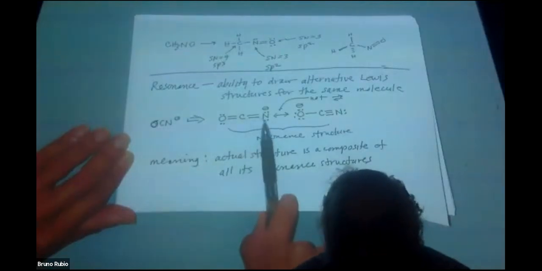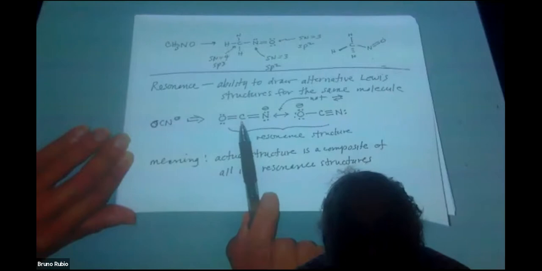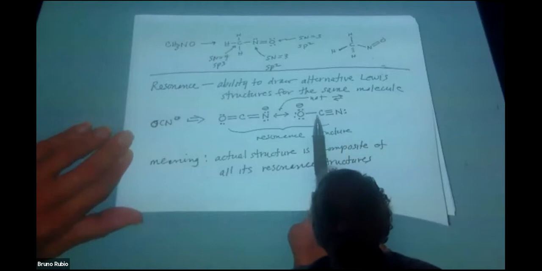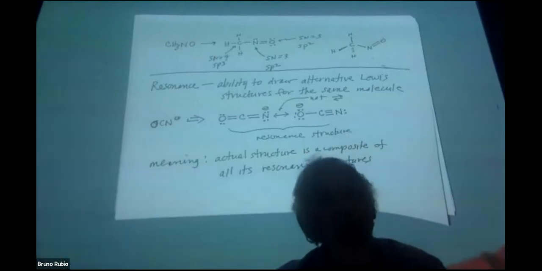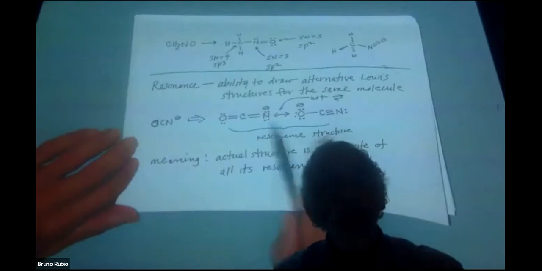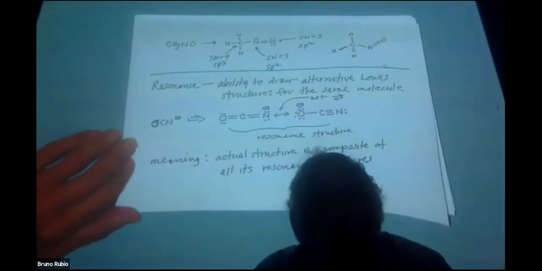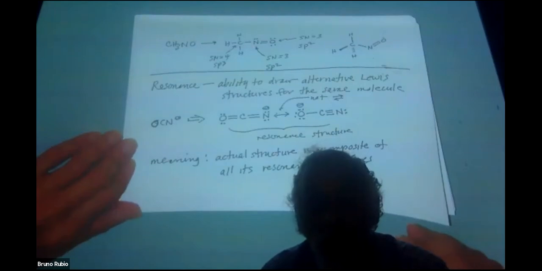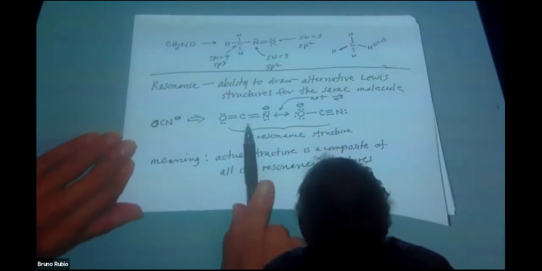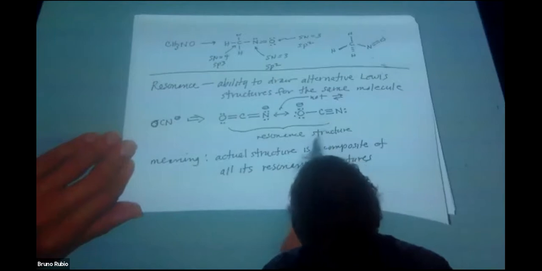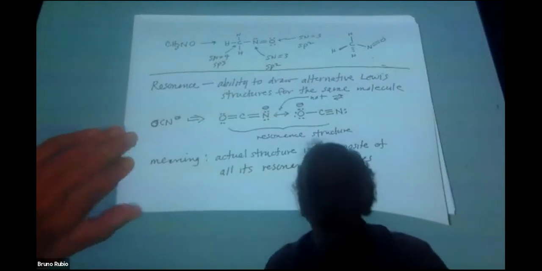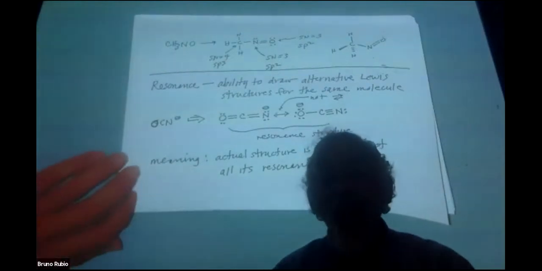This resonance structure is saying this nitrogen is bonded to the carbon by a double bond, but this resonance structure is saying that the nitrogen is bonded to the carbon by a triple bond. So which is it? Which is the correct description of bonding in this isocyanate ion? Well, what resonance is telling us is that the actual structure of the molecule is neither this one, nor is it this one. It is a composite of the two resonance structures. So this is what is called the resonance hybrid.